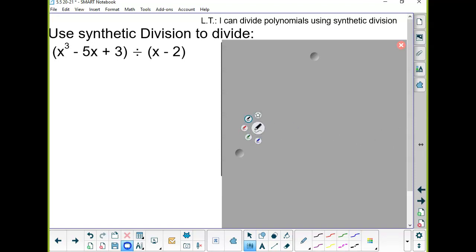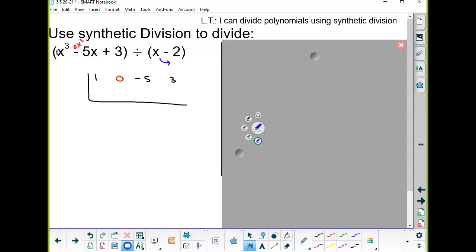Now notice, it just says divide. It doesn't say that this is a factor. So what I want to do is I want to rewrite this. And I'm just going to sneak a 0x squared there, because there's not an x squared term. So I need to put that place value of 0. And then we're going to take the coefficients. So we're going to take the 1 and then the 0, because we're going x to the third and then x squared. And then we'll take the minus 5 and the plus 3. So those are just the numbers in front. We're not dealing with the variables at all.